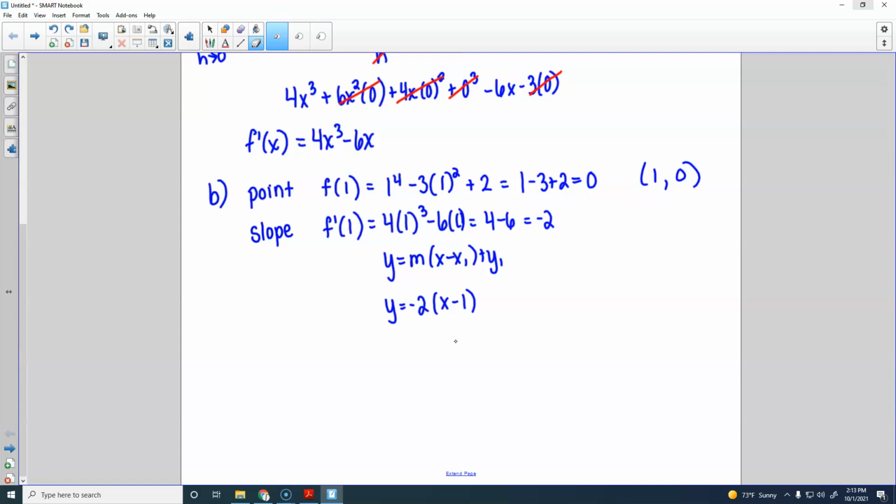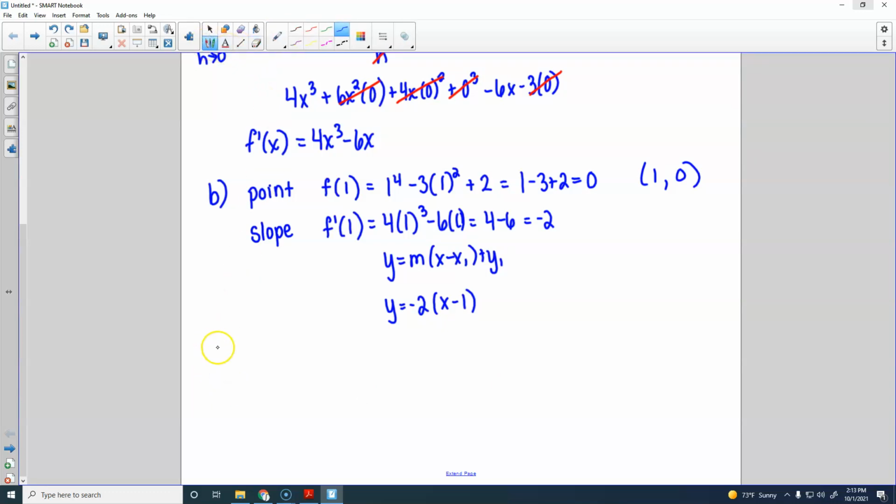The equation is y equals m times x minus x1 plus y1. Yeah, it's an x1 and a y1 right here. So those are where you put the points in. Okay? All right.